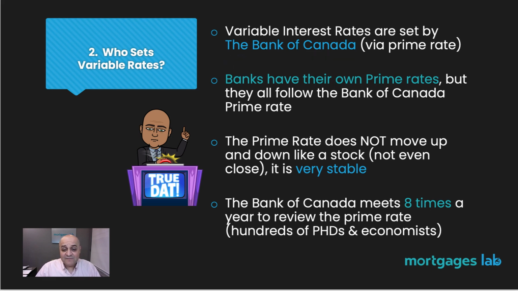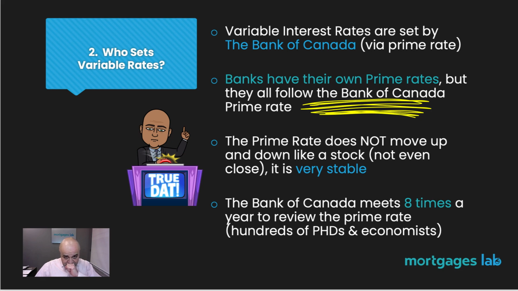Now, banks have their own prime rates, but they all follow the Bank of Canada prime rate. They have their own prime rates, but they follow the Bank of Canada. There are very few exceptions where the prime rate of a bank is not the same as the Bank of Canada. So some major lenders make that confusion, and it confuses everybody. But at the end of the day, the net rates may be almost the same.